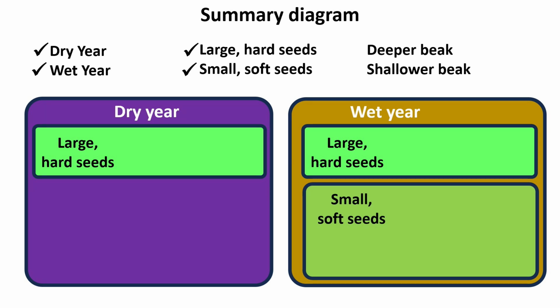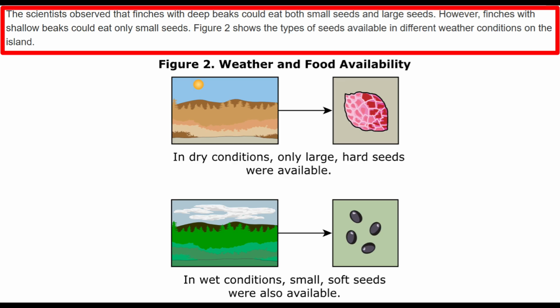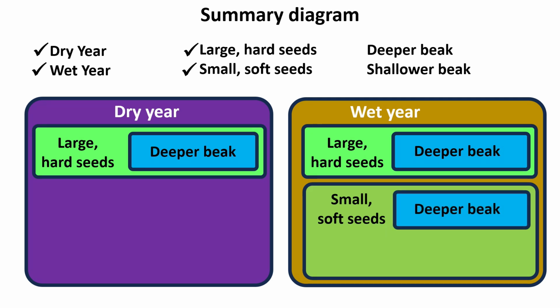We need to know where to write the beak depth types. The text above Figure 2 will help us with this. The first sentence tells us where to write the deeper beak item. It states that the scientists observed that finches with deep beaks could eat both small seeds and large seeds. So we'll make boxes inside the large, hard seed and write in deeper beak. Plus, we'll also make a box inside the small, soft seed box and write in deeper beak. Now we can put a check next to the deeper beak item.